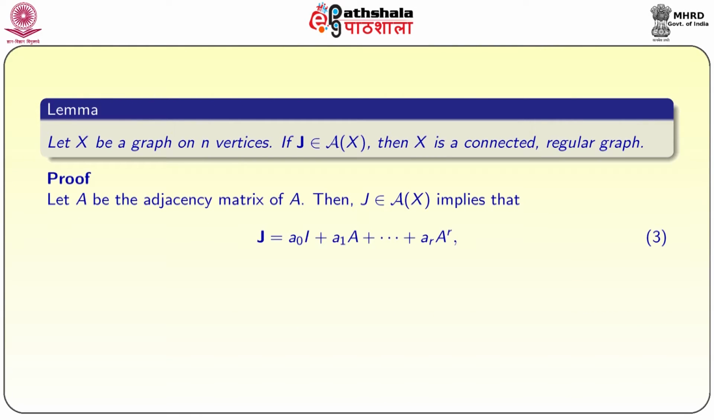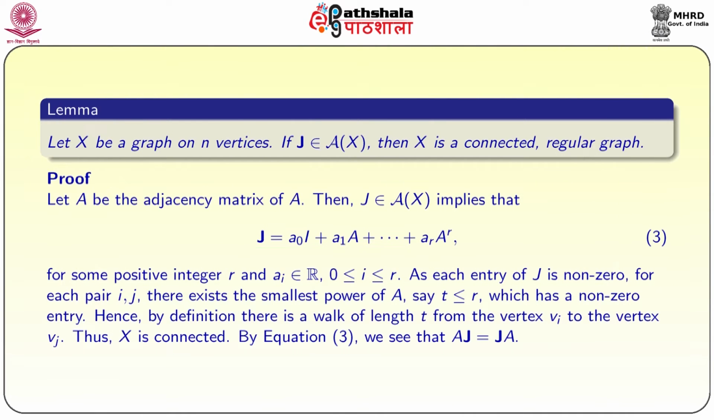Let A be the adjacency matrix of X. Then J belongs to A of X implies that J is equal to a0 I plus a1 A and so on plus aR A to the power R. That is, capital J is a polynomial in A for some positive integer R, and ai belongs to the reals, with 0 less than or equal to i less than or equal to R.